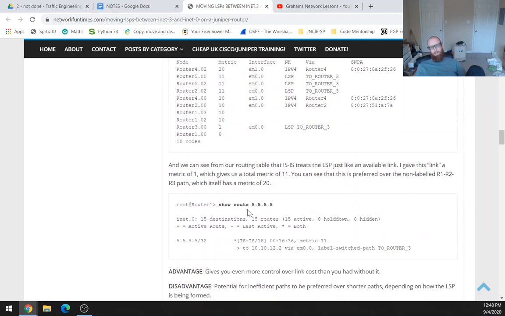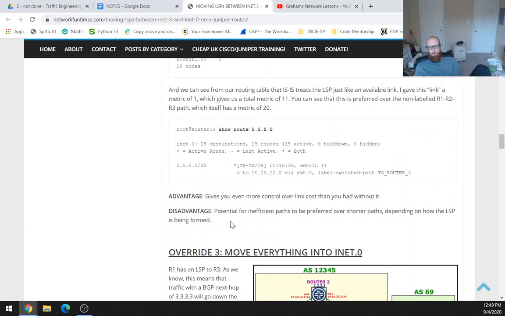And we can see from our routing table that ISIS treats the LSP just like an available link. I gave this link a metric of 1, which gives us a total metric of 11. You can see that this is preferred over the non-labeled R1, R2, R3 path, which itself has a metric of 20. Advantage: gives you even more control over link cost than you had without it. Disadvantage: potential for inefficient paths to be preferred over shorter paths depending on how the LSP is being formed.